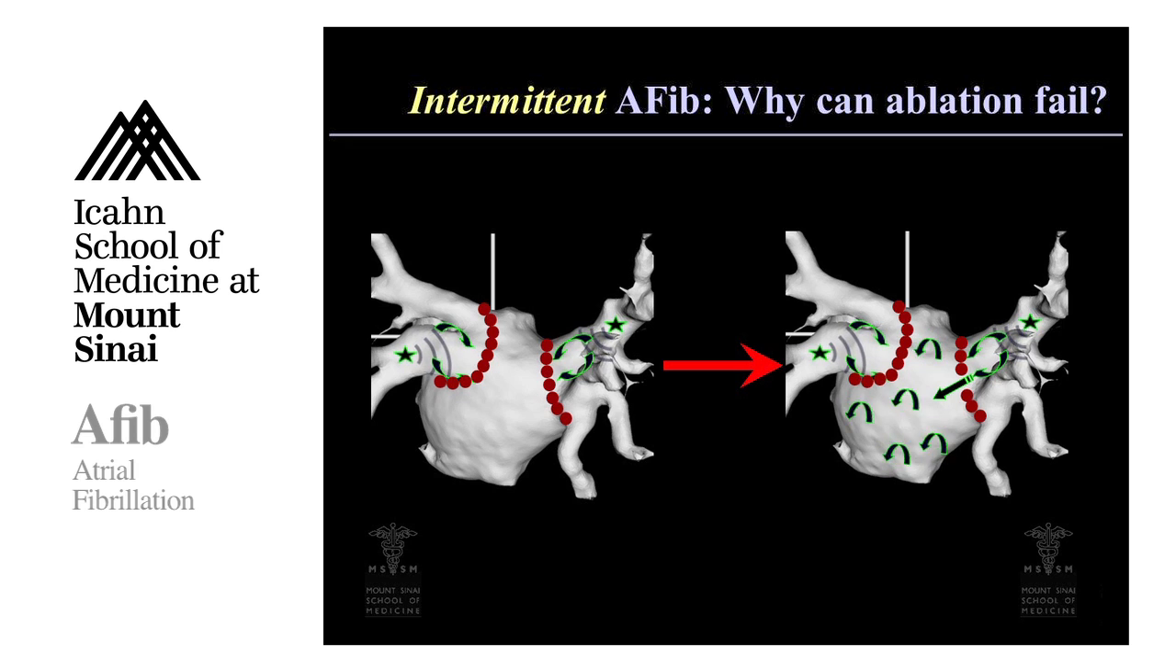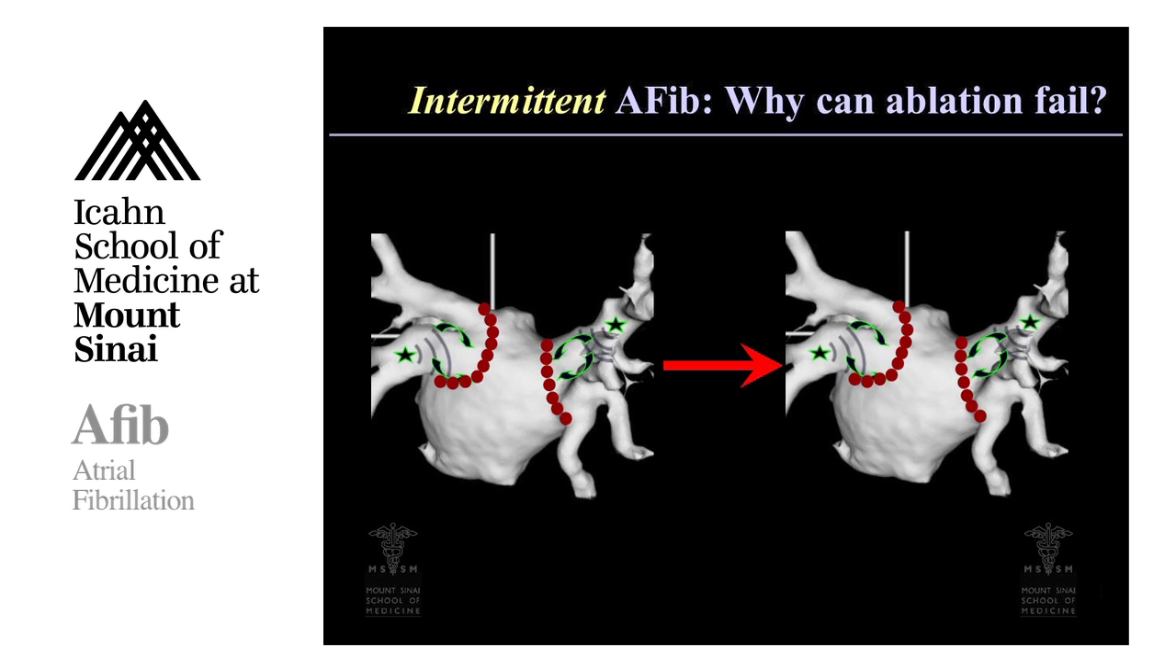Now, the good news is that getting rid of this is typically not difficult in a second procedure. We can identify these gaps very easily, place typically a single ablation lesion, and that isolates the veins. Of course, the bad news is that's a second procedure, and our goal is to do this procedure in one ablation only.